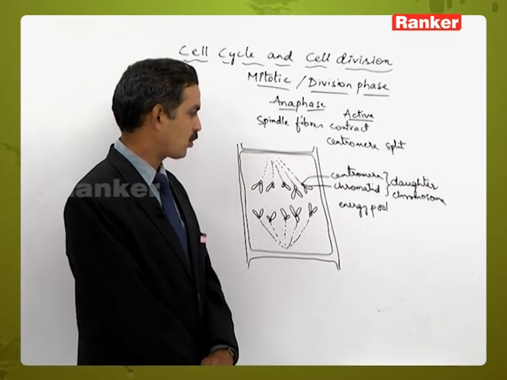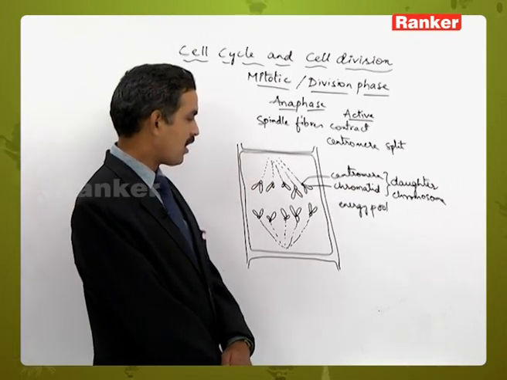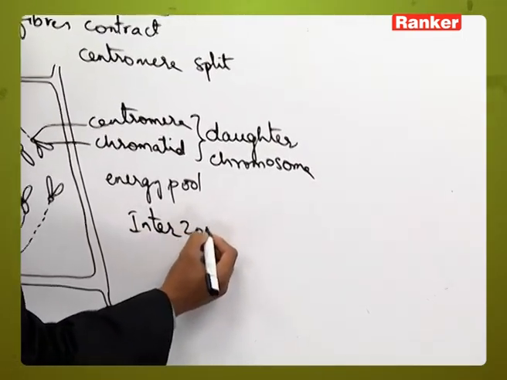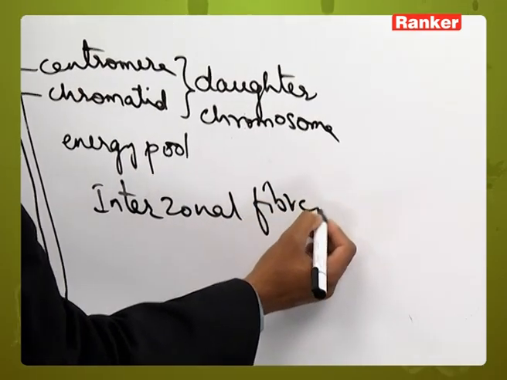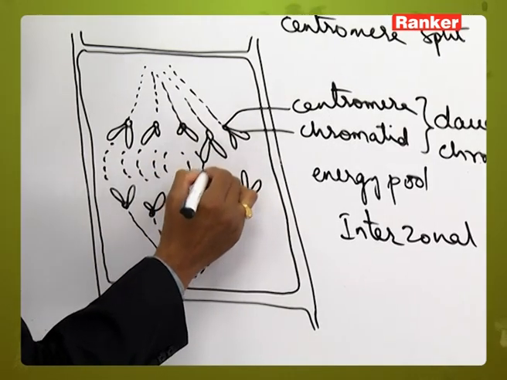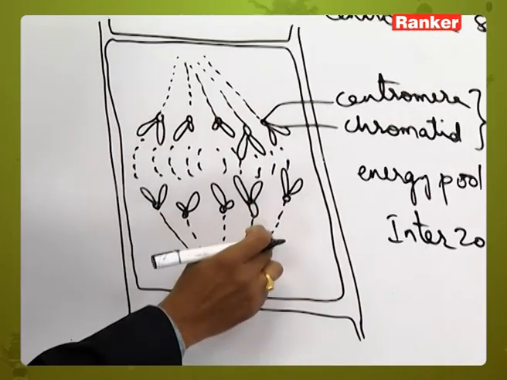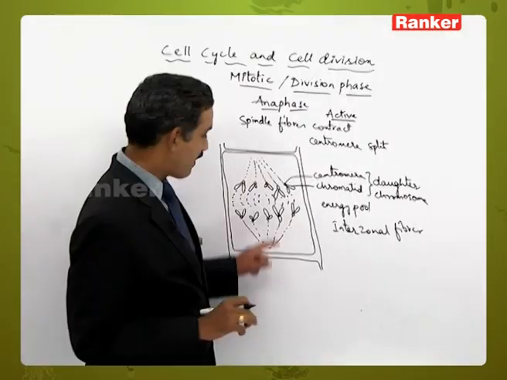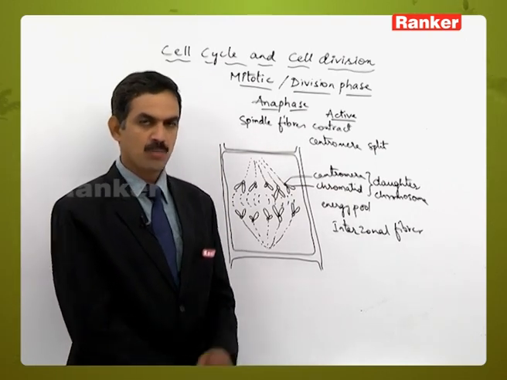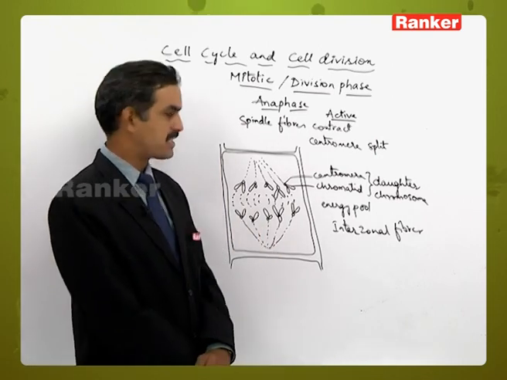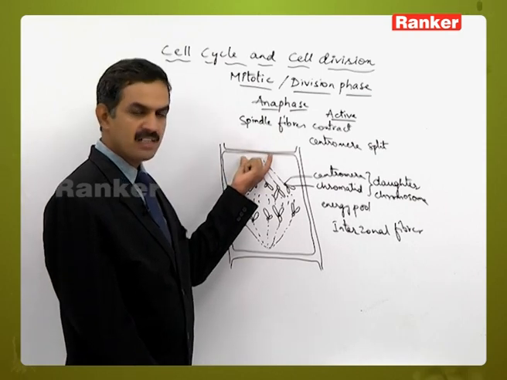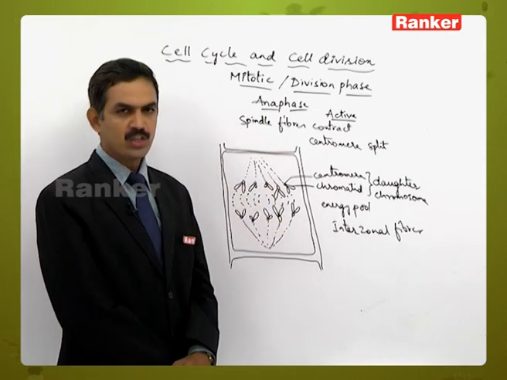During this process the daughter chromosomes are formed, and these daughter chromosomes are still in a little bit of contact with each other because of the interzonal fibers. They are connected with the interzonal fibers like this. The chromosomal fibers are separated from each other, but the interzonal fibers are connecting both the daughter chromosomes, and as the daughter chromosomes are moving apart, the interzonal fibers will be separated out. One group of daughter chromosomes will move towards one pole, and the other group will be moving towards the opposite pole.